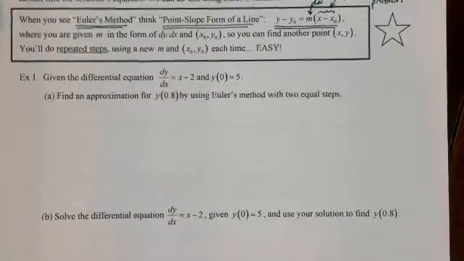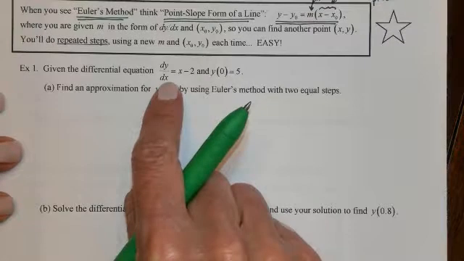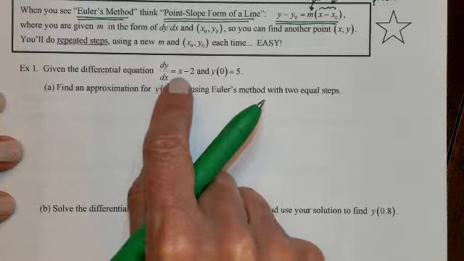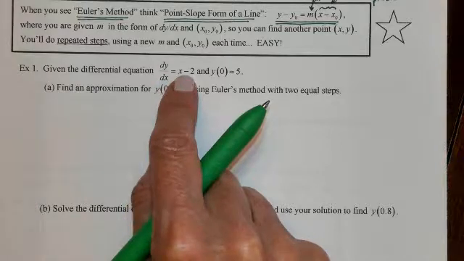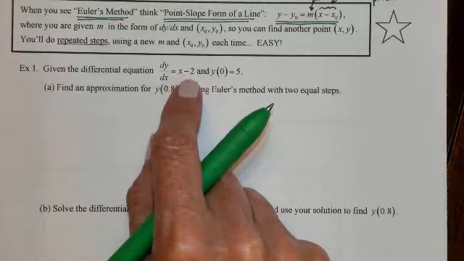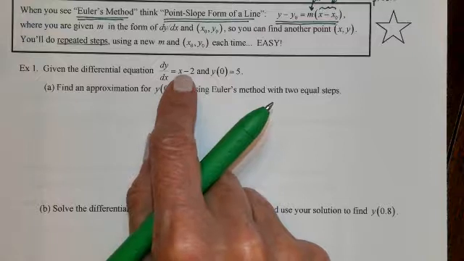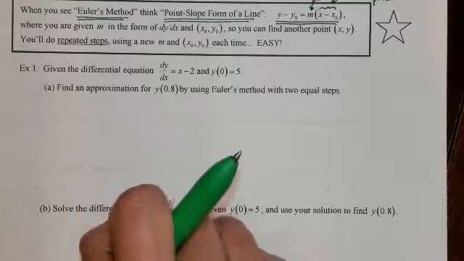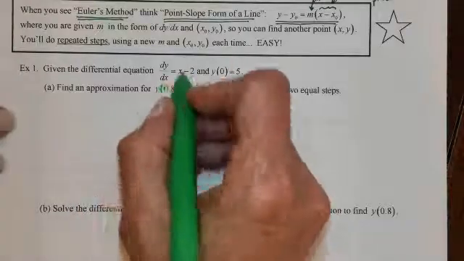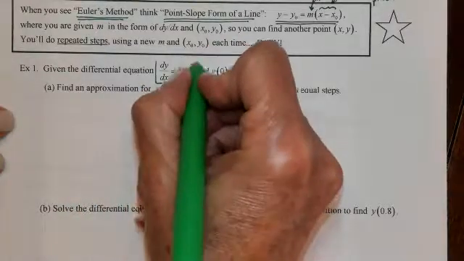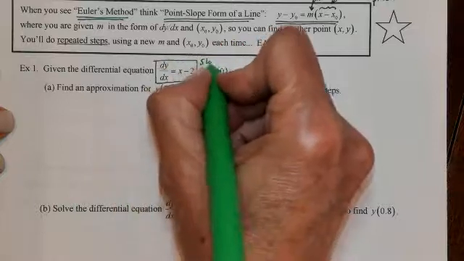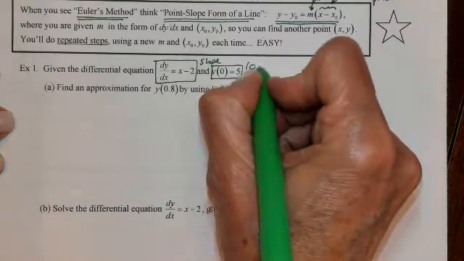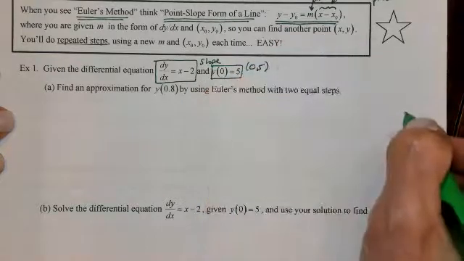First of all, we're given this differential equation. They give us the differential equation. Now this differential equation we could actually solve, right? Because it is separable. There's only x's there. But we're going to use this and we're going to do an Euler's method on it. So they gave us the differential equation, which is the slope. Remember, that's our slope. And they gave us an initial point. 0, 5 is our initial point. Okay?